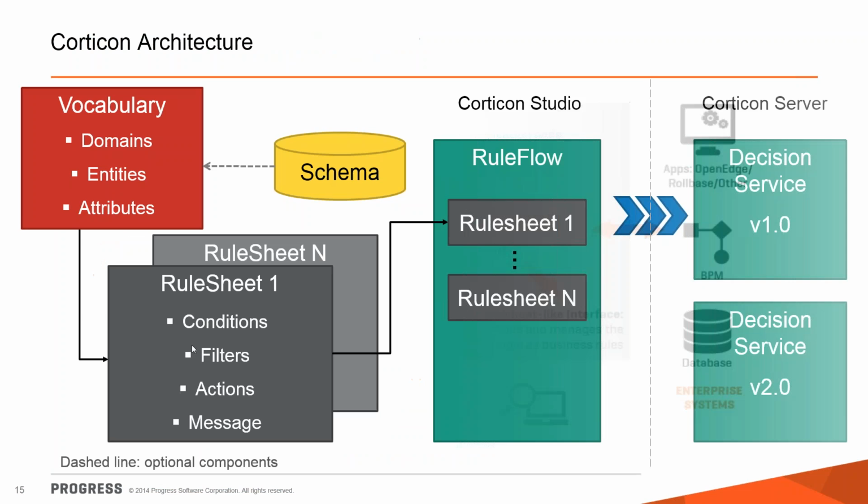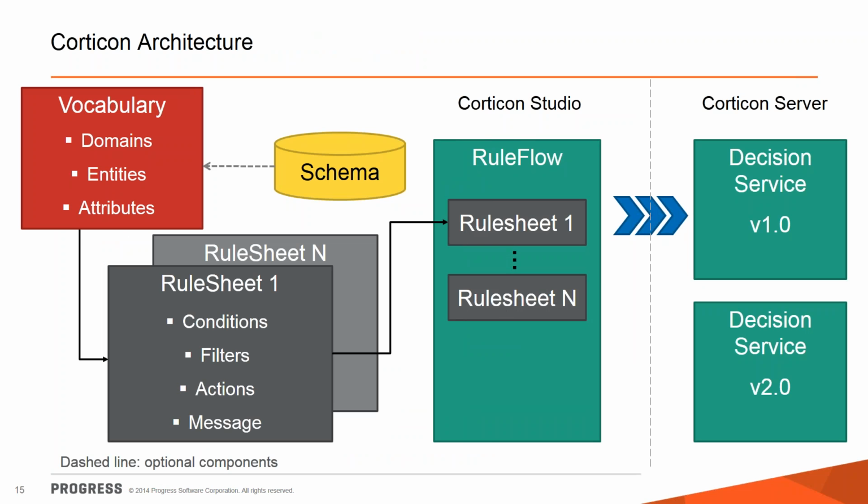I'll proceed further to explain the architecture of Corticon, what it basically consists of. It all starts with a vocabulary, which we need to write in Corticon. It's a building block for writing a rule. Normally, a vocabulary consists of domains, entities, and attributes. If you relate to database terminology, entities are referred to as tables, whereas attributes are referred to as fields inside the databases.